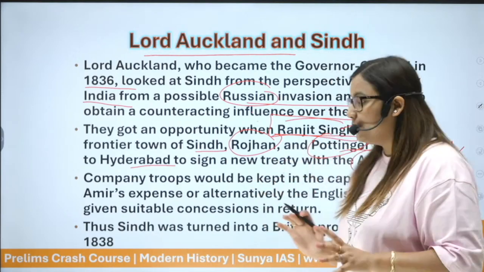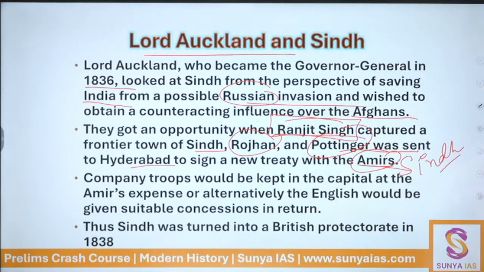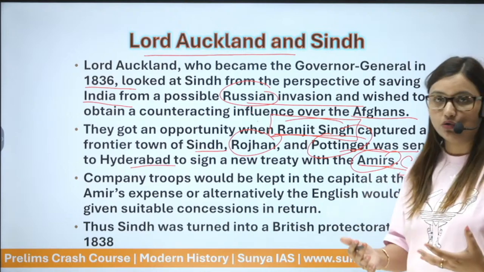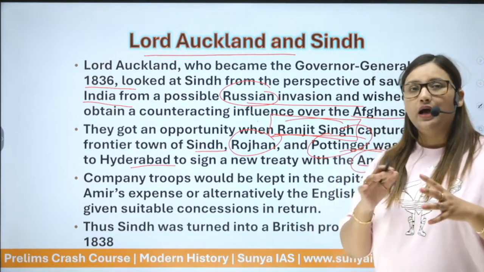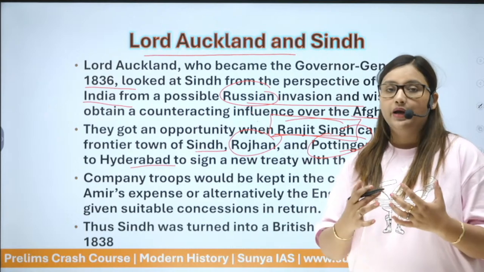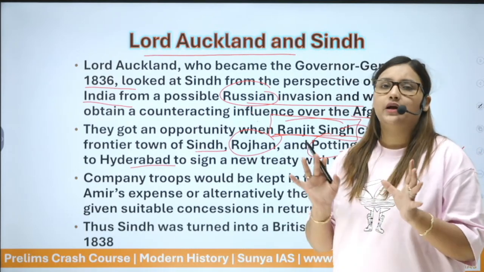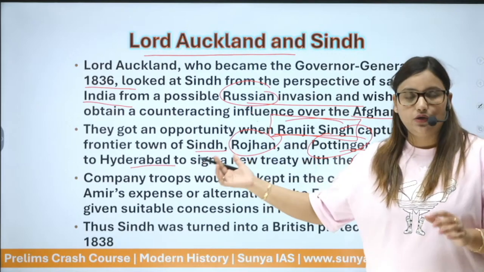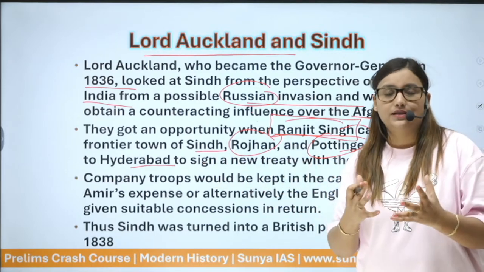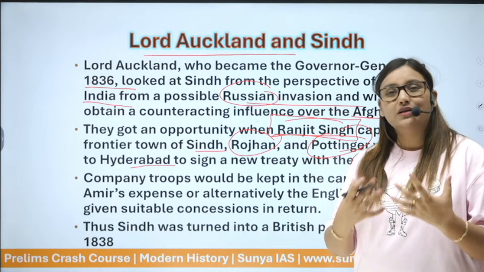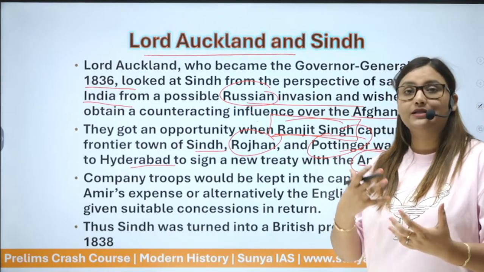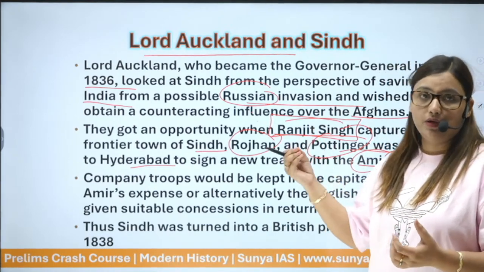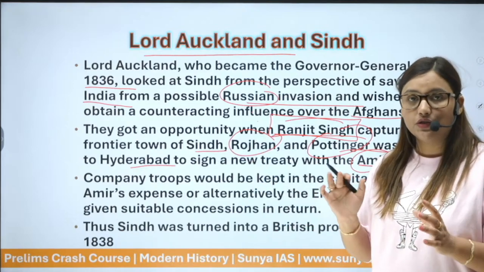Okay, so the company told the Sindh Amirs that we will help you with our troops, we will send troops, and we can help you in defeating Ranjit Singh or having protection from Ranjit Singh. So it was an opportunity for EIC to offer this friendship when Ranjit Singh captured the important frontier town of Sindh, which was Rojhan.